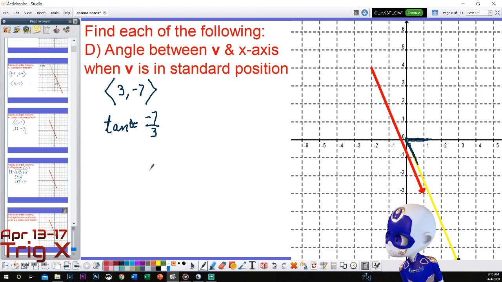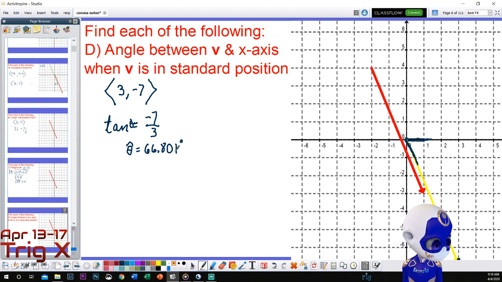And now in my calculator, I'm going to hit inverse tangent of 7 over 3. I never put in the negative, just put in 7 over 3. That will give me what I call swooshy, the reference angle. The reference angle here is 66.801 degrees. If you got a really tiny number, go check your calculator. Make sure your mode is in degrees mode.